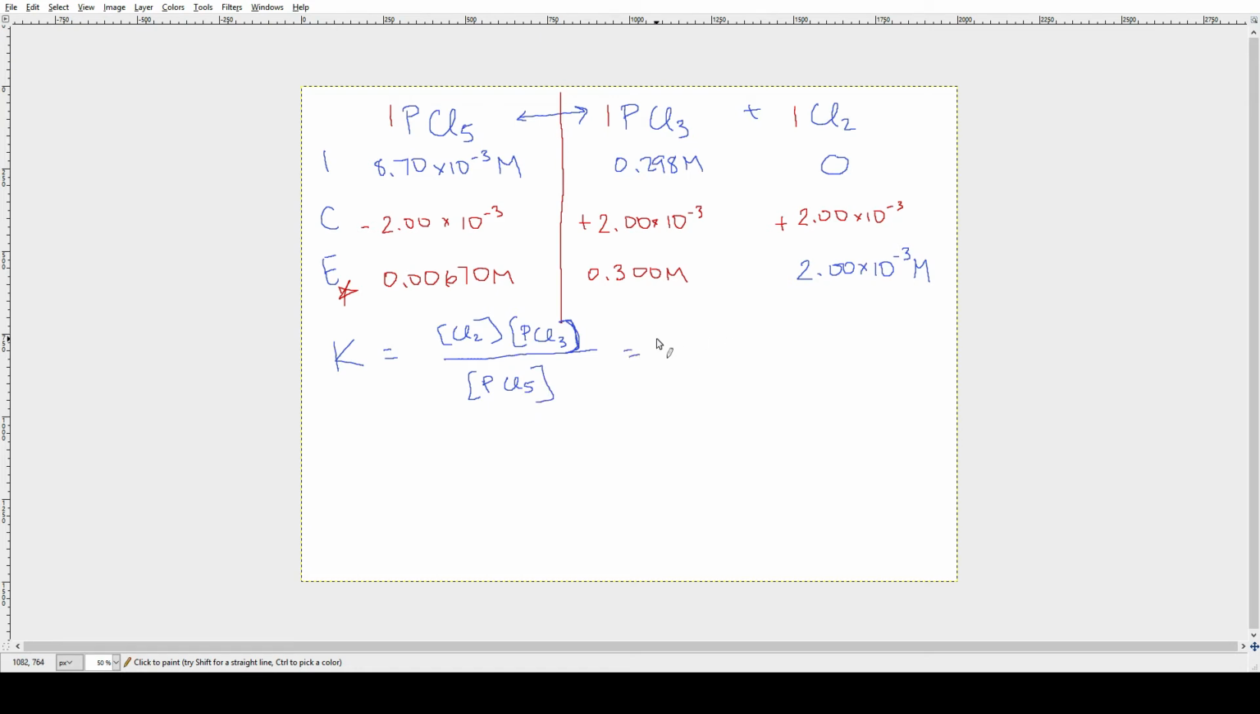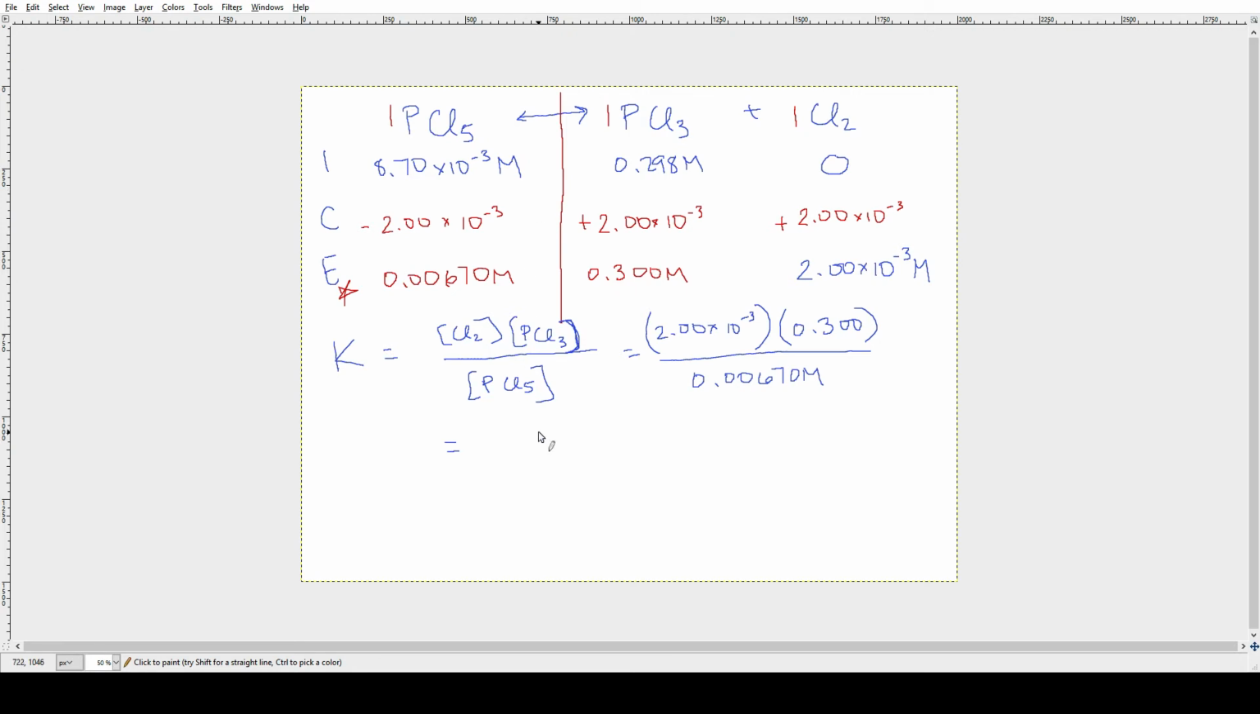Okay, plug in your numbers. So my chlorine was 2 times 10 to the negative third. I didn't write this in the right order, but it's okay. And I don't have any exponents added in there because my balanced equation doesn't have any coefficients that are of any interest to me. I'll plug this in my calculator.